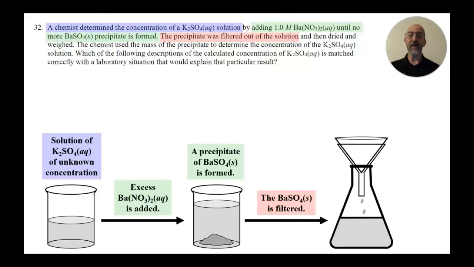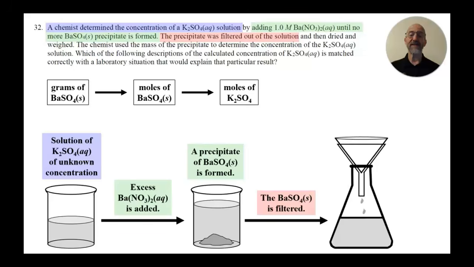And so now we have a barium sulfate sample that has been filtered and dried and weighed. And if we know the grams of barium sulfate, we can convert from grams to moles. And based on the 1-to-1 mole ratio, if we know the moles of barium sulfate, then we also know the moles of the potassium sulfate. And if the purpose of the experiment is to calculate the concentration, we just take the moles of the potassium sulfate, we divide by the volume, and we get the molarity.